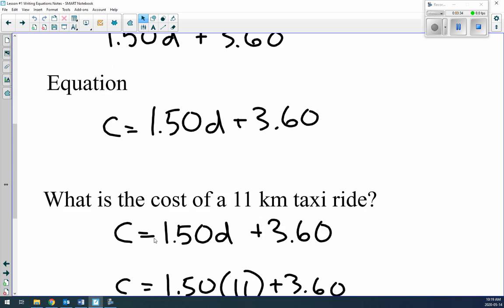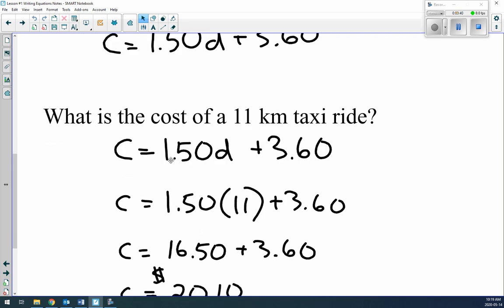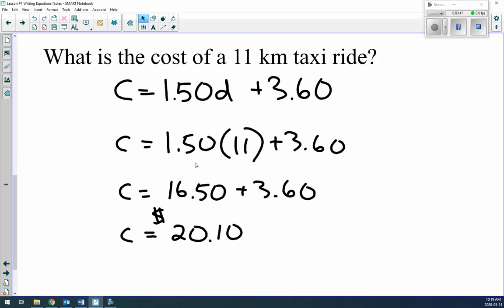You can use that equation now to figure out how much it would cost for an 11-kilometer taxi ride. There's the formula: c equals $1.50d plus 3.60. You're going to replace d with 11 because that is the distance. So $1.50 times 11 and then plus 3.60. Your total cost of the cab ride is $20.10.